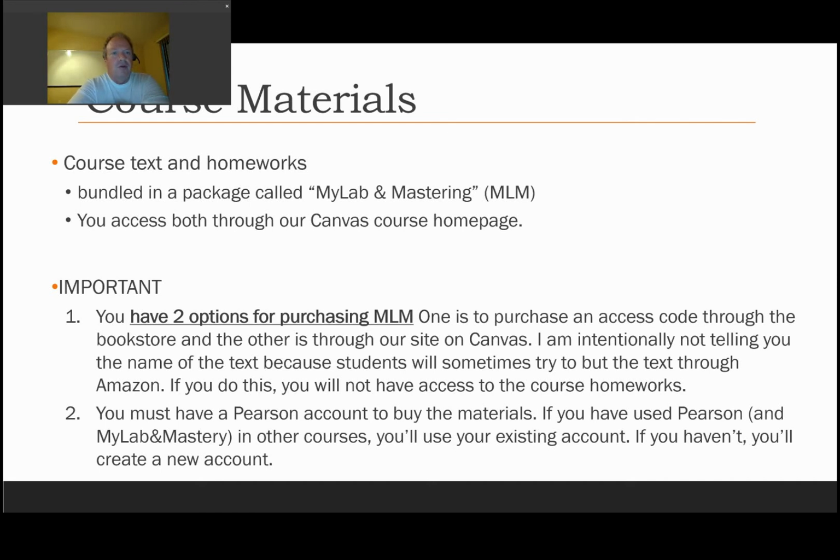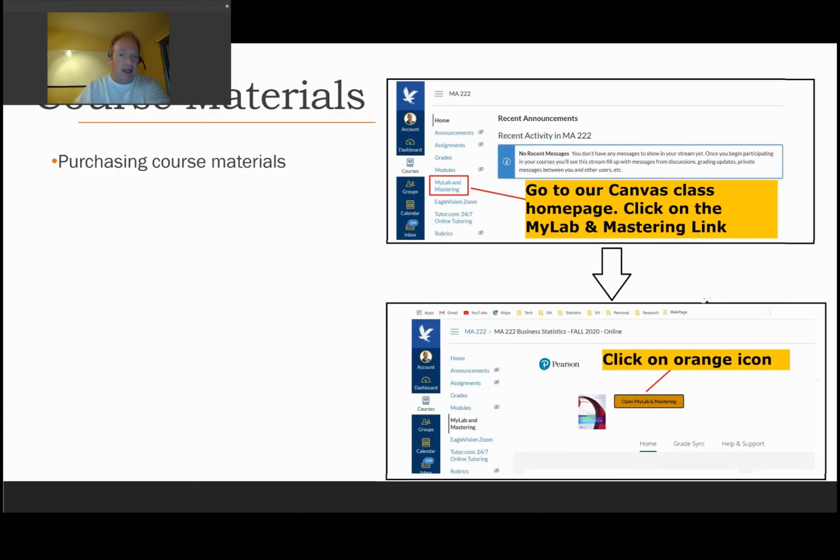And so part of the reason why I didn't intentionally give the information for the text is because this particular author has written several different texts, and there are certain versions that look similar, but they aren't. And we also have a special code that allows us to get a reduced rate because we're only needing an 18-week rather than a 24-week course. So what I want to do is I want to show you first how to get into Pearson through our Canvas course page if you haven't done that before.